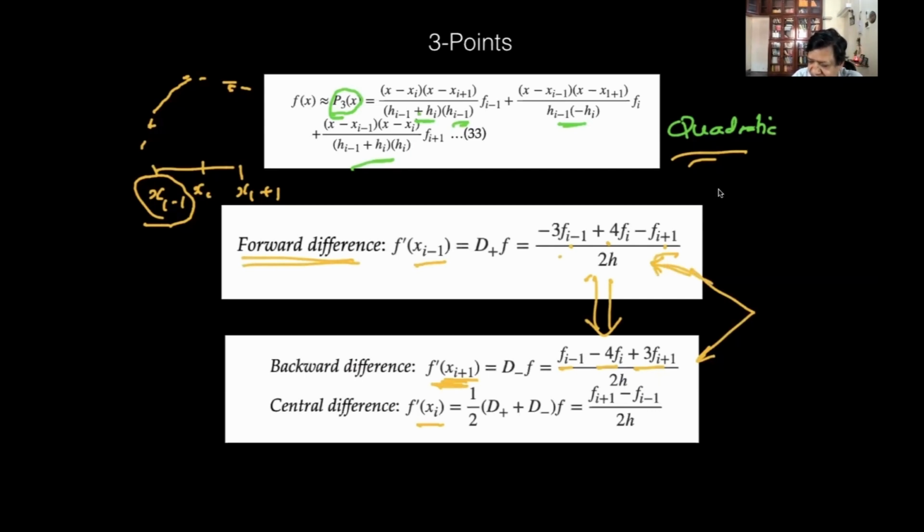Now we can also compute the derivative at the midpoint. There's a midpoint here, and it happens to be the simplest among all three. So fi plus 1 minus fi minus 1 by 2h. Okay, so these are three derivatives, and the one computed at the midpoint is called central difference. All three are useful formulas.